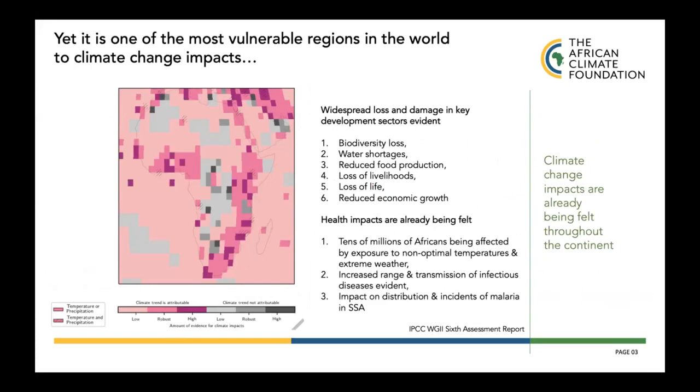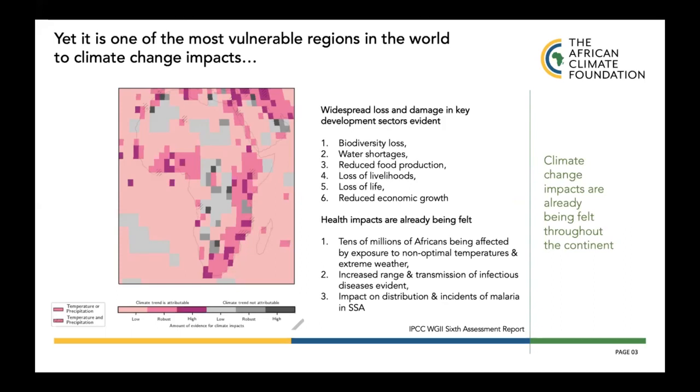This map on the left comes from the Intergovernmental Panel on Climate Change, the IPCC's latest assessment report. And what it illustrates is where there's evidence to support that climate change is already impacting human and natural systems in Africa. So the purple and dark pink show where there's high or robust evidence to support the attribution of impacts on human and natural systems to climate change. And what the map shows and what the IPCC report finds is that climate change impacts are already being felt across the continent. So we're already witnessing biodiversity loss, water shortages, reduced food production, loss of life, loss of livelihoods, reduced economic growth, and we're already seeing health impacts from climate change.